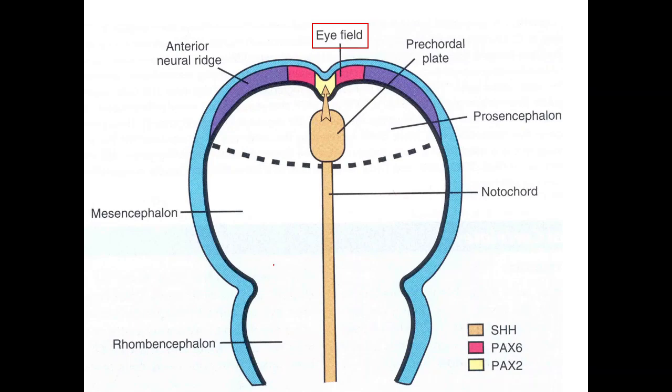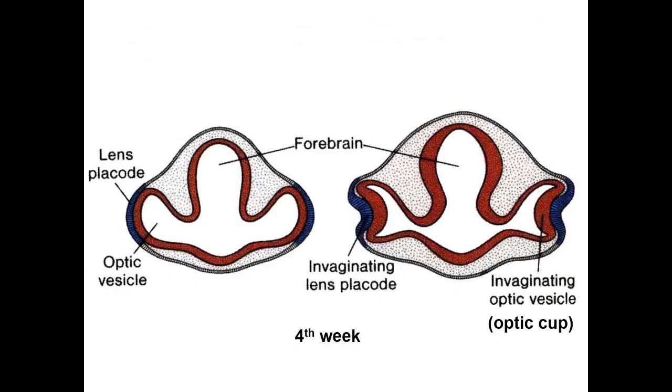And in the forebrain, we have something called the eye field, which is very important for the signalization pathways. It's not so important for the knowledge of histology, but you should know that we have an eye field on the top of the prosencephalon, the forebrain, and this eye field is important in signalization pathways. We have PAX6 here, which is important for the eyes.